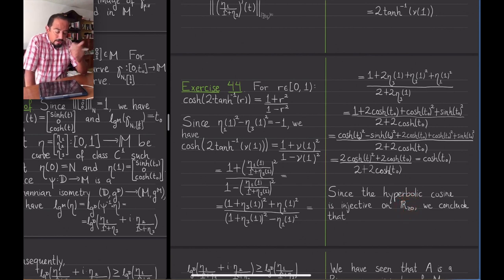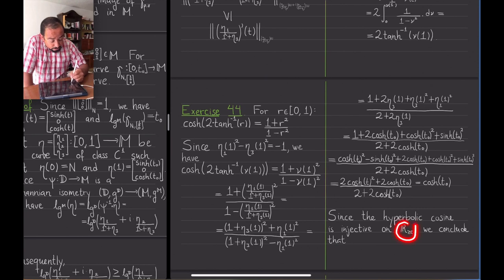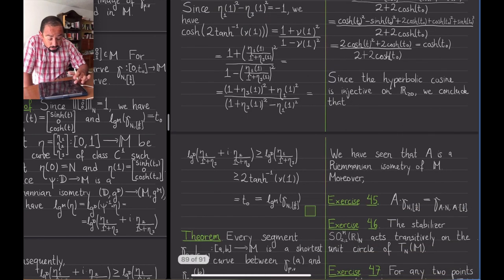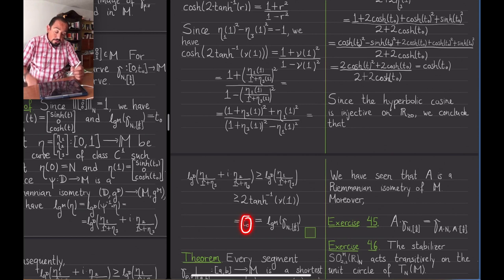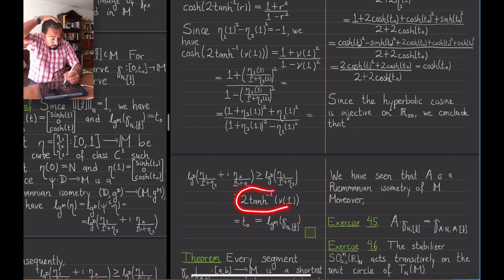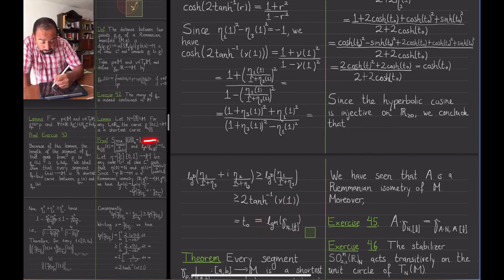I mean, it's symmetric with respect to the vertical axis, but on the non-negative it's positive. So we conclude that this one is t naught, because its hyperbolic cosine is equal to t naught. So this one is equal to t naught. But t naught was the length. This was the easy computation at the beginning.